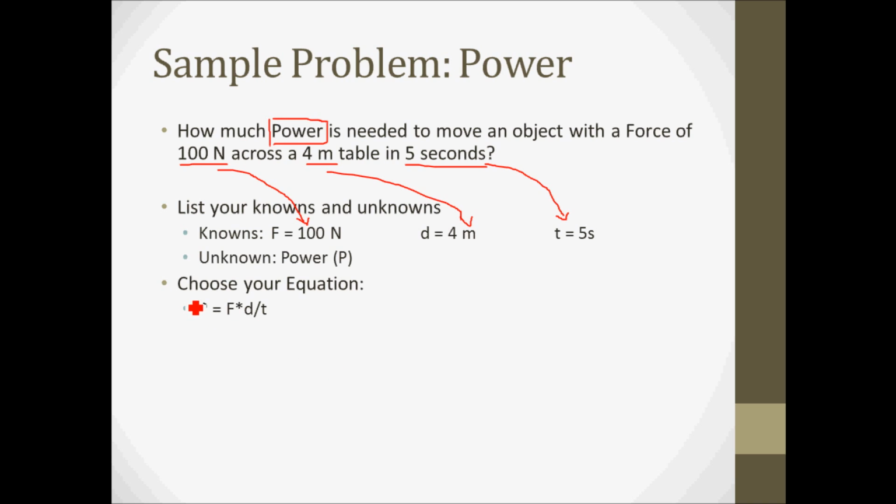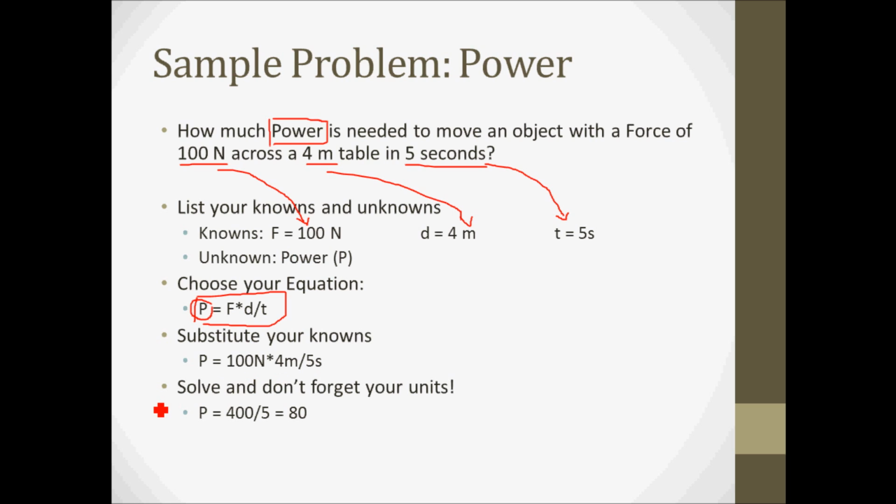So next thing is choosing your equation. That's just our basic power equation. You don't need to rearrange it because the piece you're missing is the P, so it's already set up on the equal side. So plug in your knowns where they belong. So you have 100 newtons plugged in for F, 4 meters plugged in for D, and 5 seconds plugged in for T. Okay? So solve, and don't forget your units.